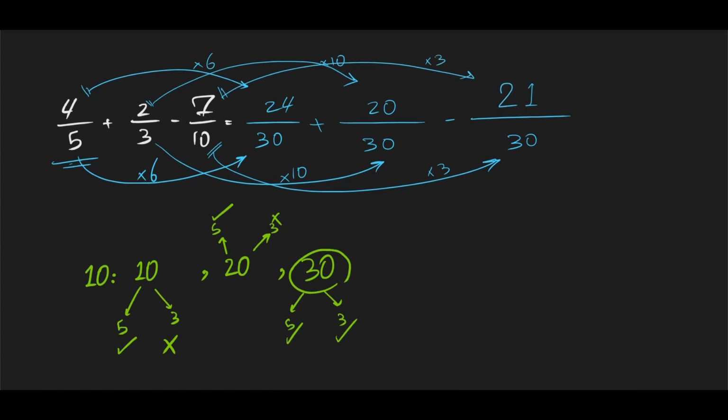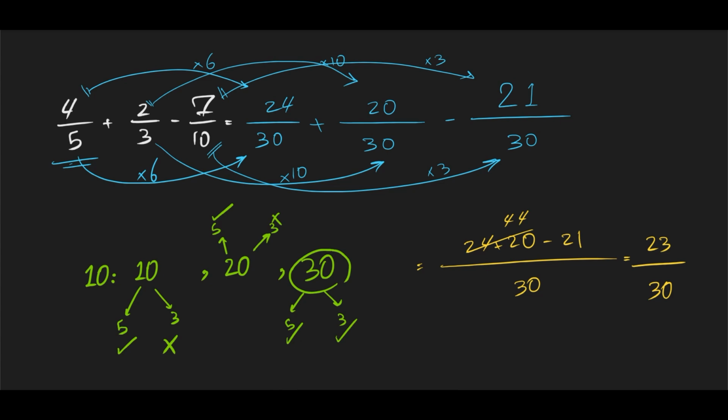Now multiplying out our new equivalent fractions, 4 over 5 becomes 24 over 30, 2 over 3 becomes 20 over 30, and 7 over 10 becomes 21 over 30. And now we have a problem where all the denominators are the same, so we can simply add and subtract the top numbers. So this becomes 24 plus 20 minus 21 over the least common multiple of 30. So 24 plus 20 is equal to 44, and 44 minus 21 is 23. So the numerator of our answer will be 23, and our answer is 23 over 30.